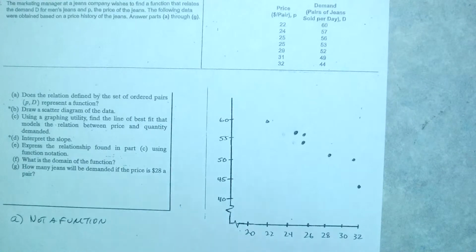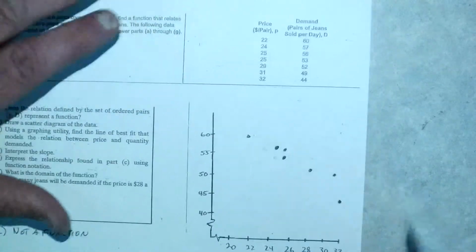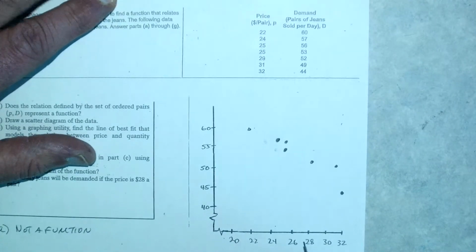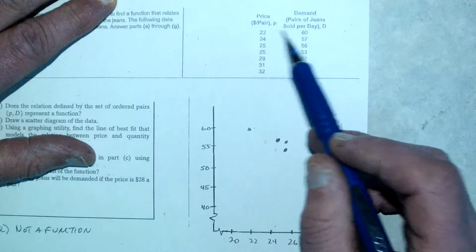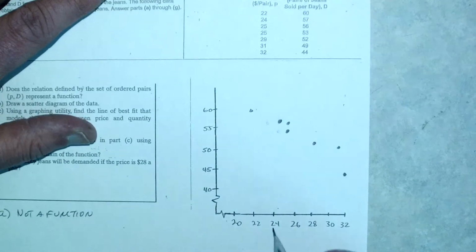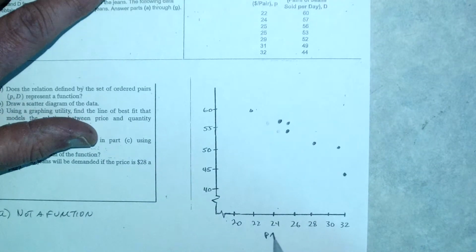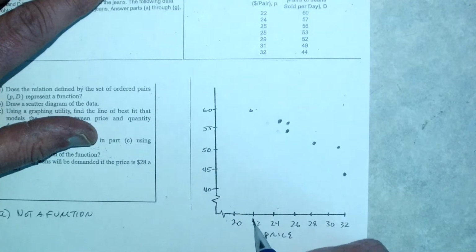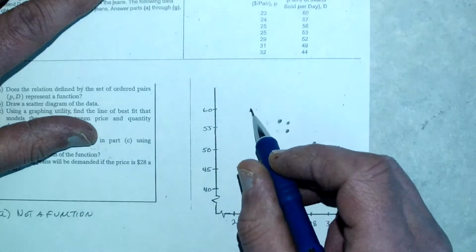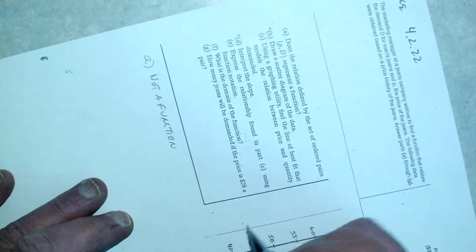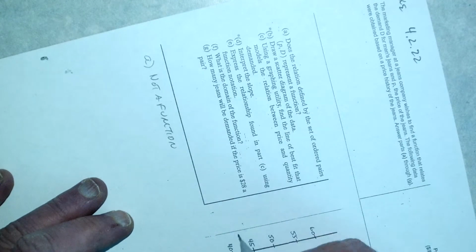But I also plotted the points, and this is called a scatter diagram, and I think that part is pretty straightforward. For example, the point (22, 60) would be over here at 22, and this horizontal axis is the price of jeans, and this vertical axis would be the demand at that price. And so at $22 we had 60 pairs demanded, and I think I'll just go ahead and label that y-axis also as demand.